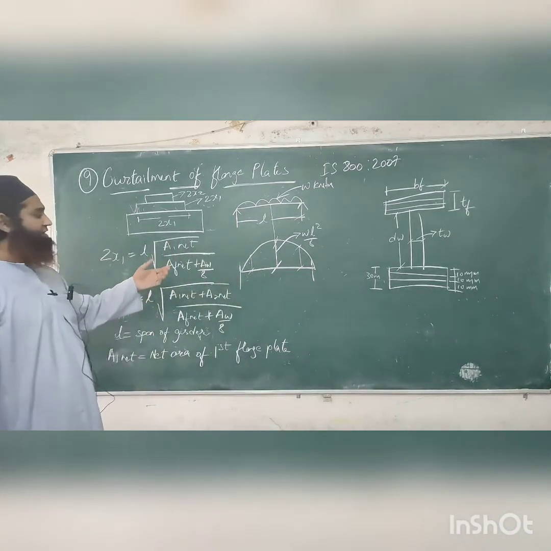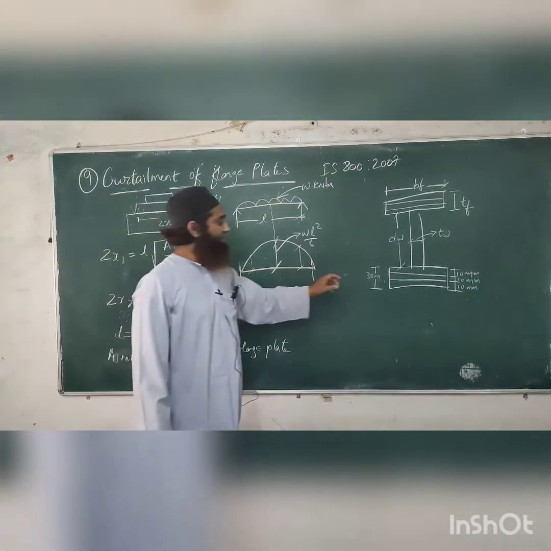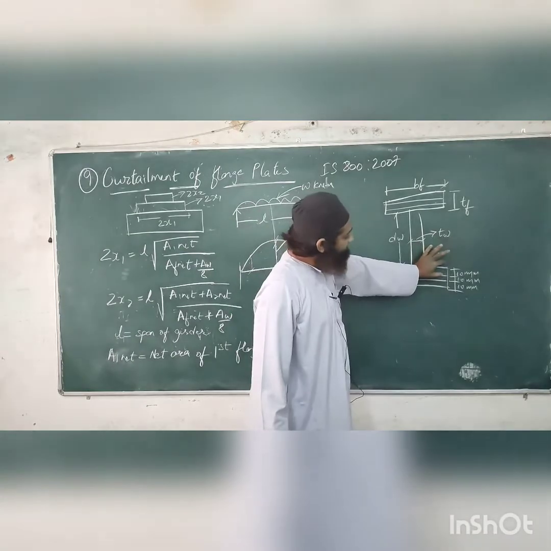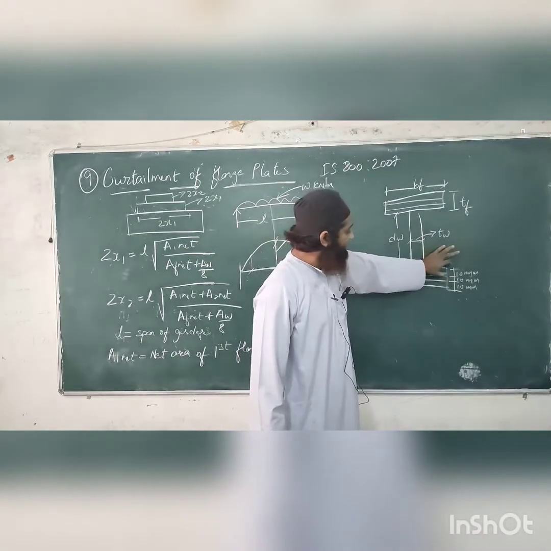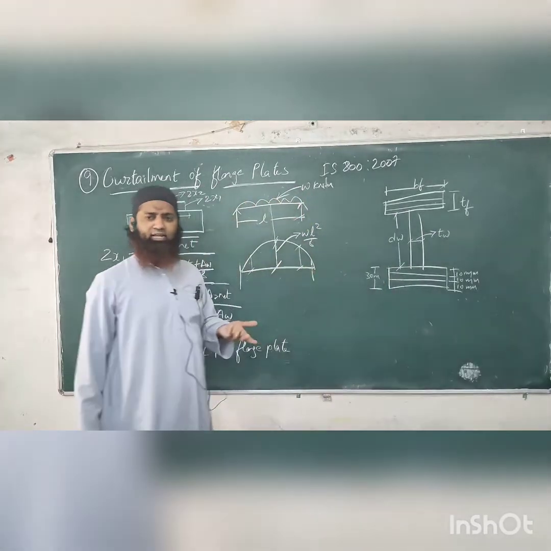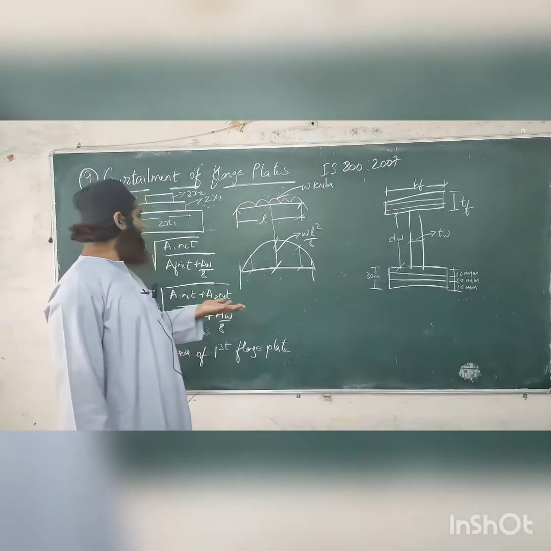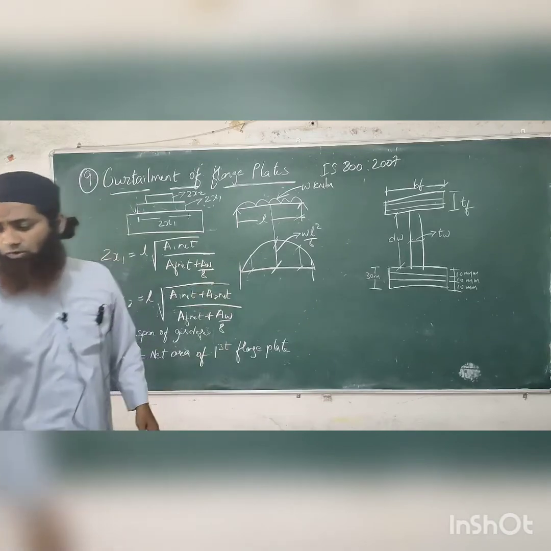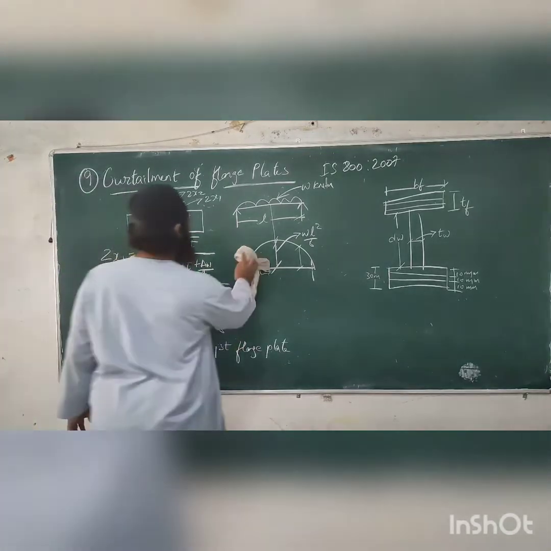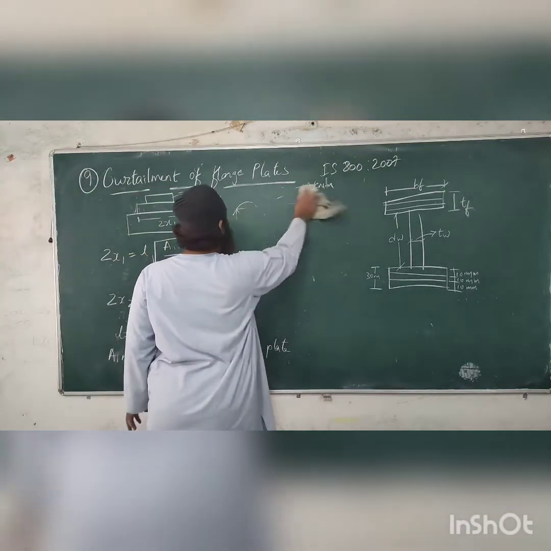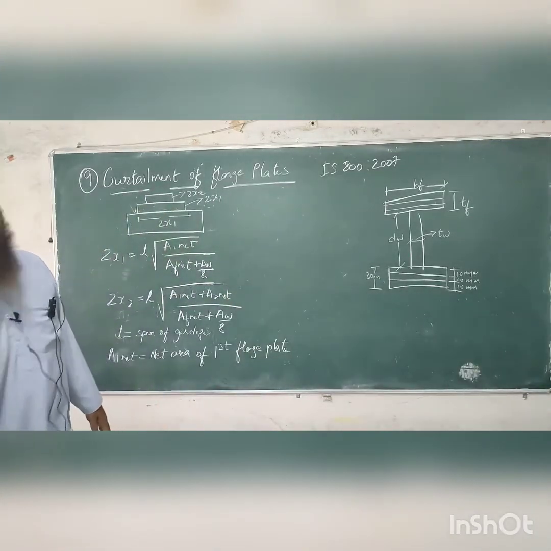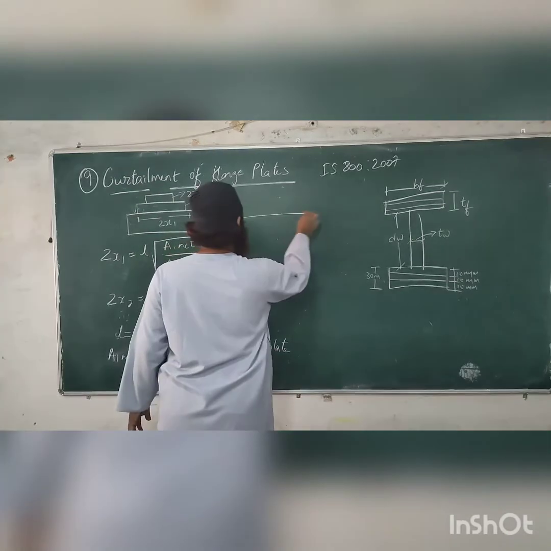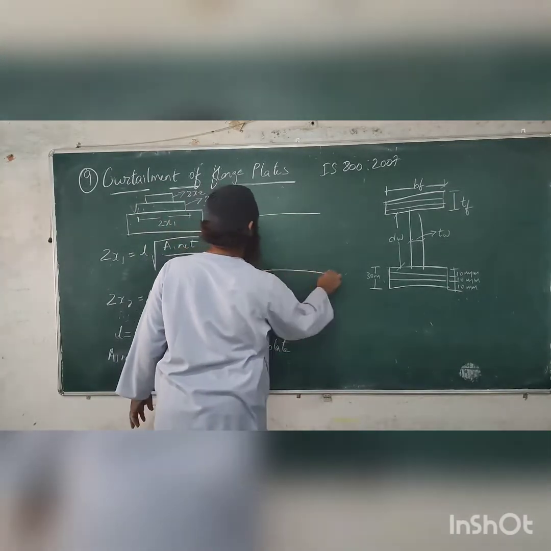First flange plate means net area, that is the first flange plate. What size am I taking? Either I take 10 into whatever breadth of the flange I get, that is the area. Sometimes I can take a plate of size 12 also. It is not necessary I should take only 10. I can take plate of size 8, 10, 12 or 14 also. It depends on me. So the figure will be like this.